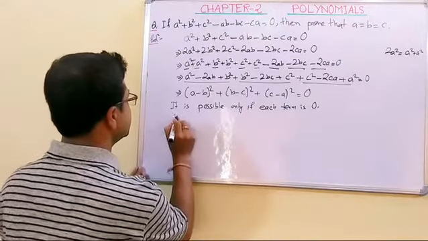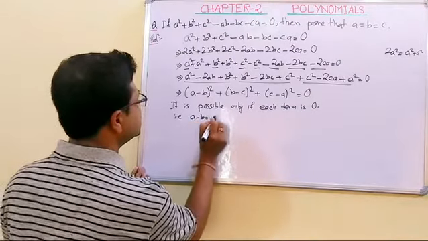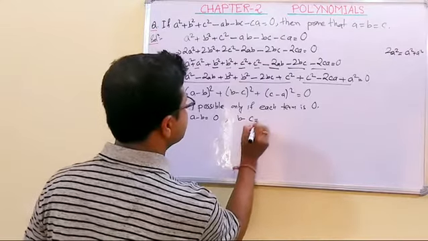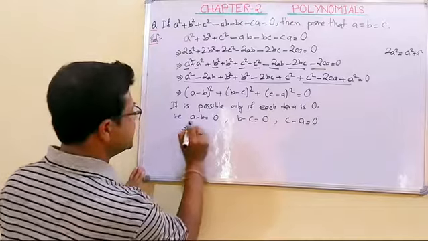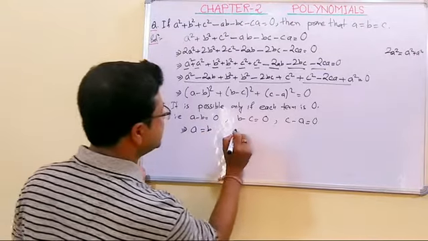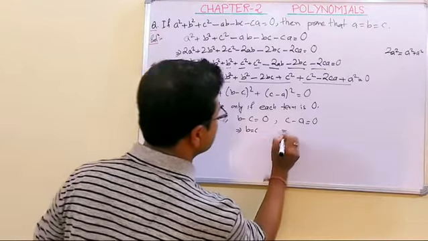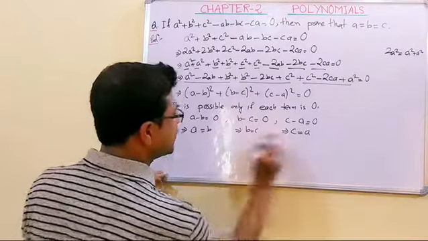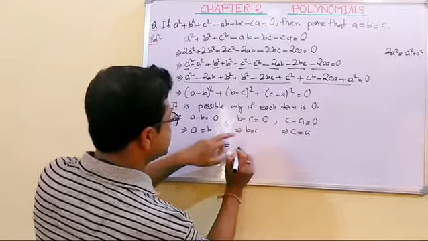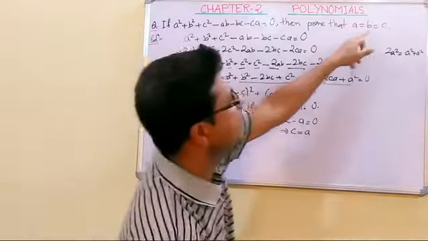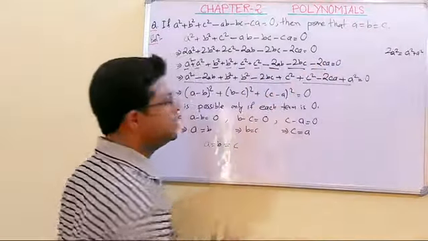So a minus b equals 0, b minus c equals 0, c minus a is also equal to 0. If you simplify, it is a equal to b, b equal to c, and from here we get c equal to a. If you combine these three, you get a equal to b, and b is also equal to c. We have to prove a equal to b equal to c. In this way, we can prove.